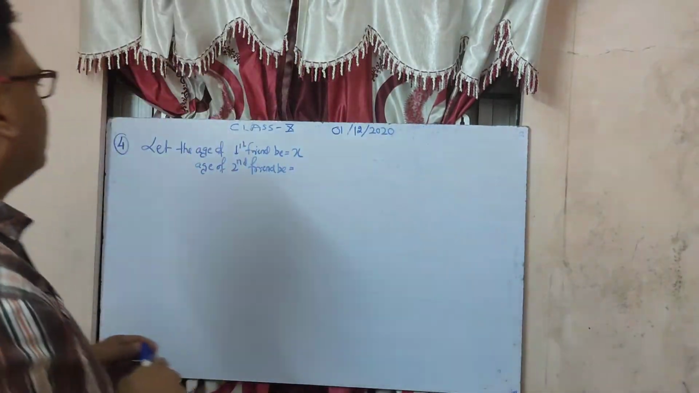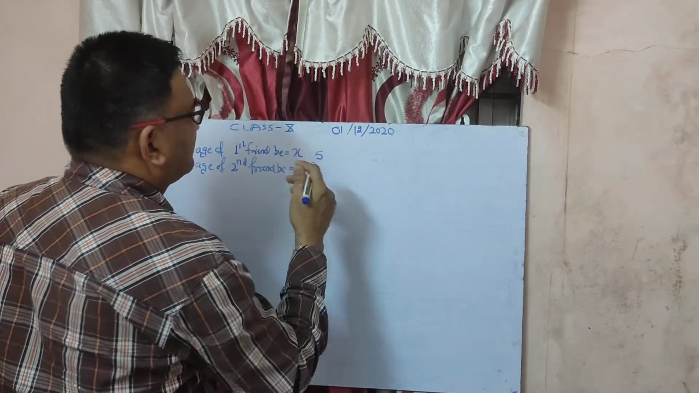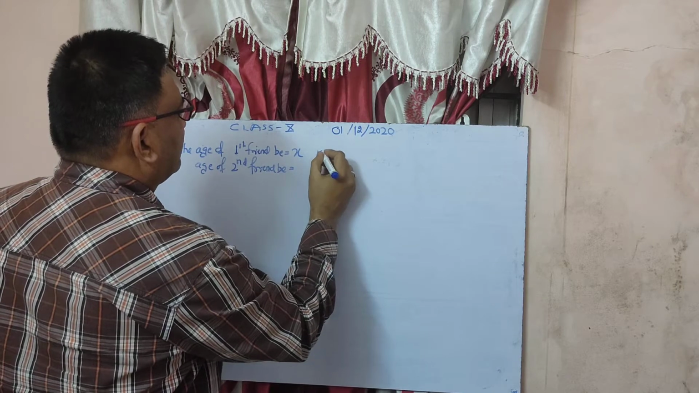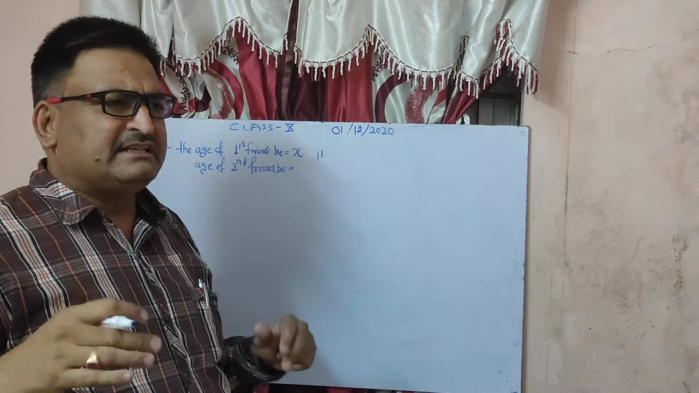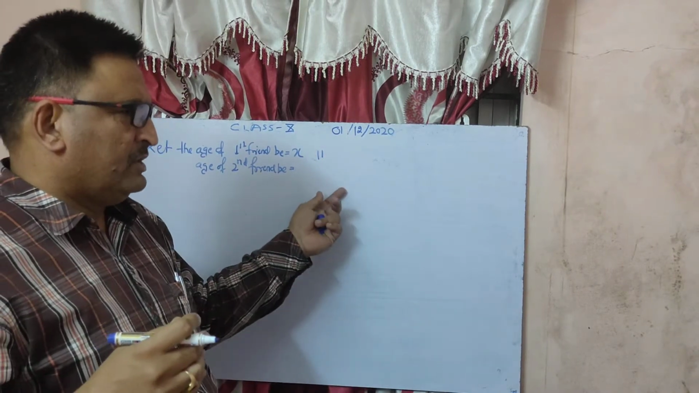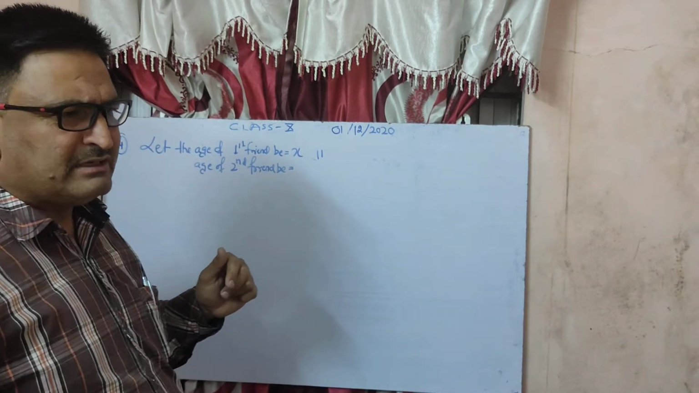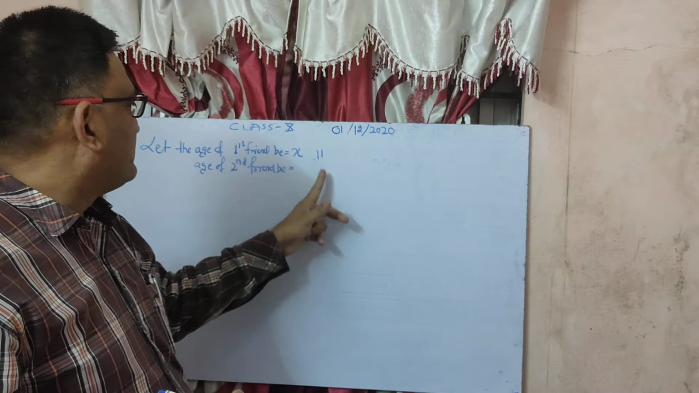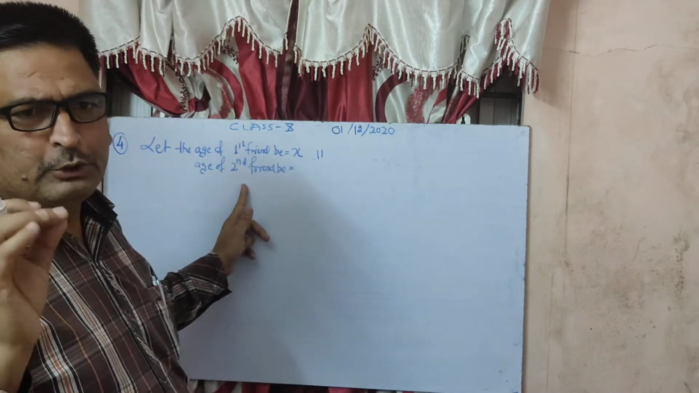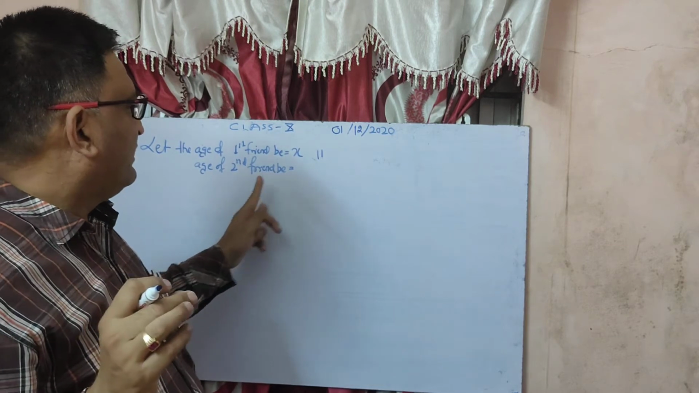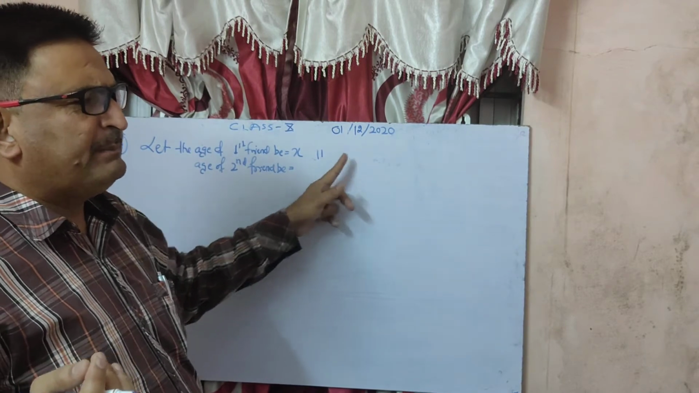Now let us consider, without considering this as x, we consider it as 11. We don't know what the age is, but let us consider the age as 11. So now tell me, what is the age of the second friend? You already know one condition, that the sum of the first friend and second friend's ages will be 20. If it is 11, what will be the next one? That is 9. Very easy, isn't it? 11 plus 9 is 20.